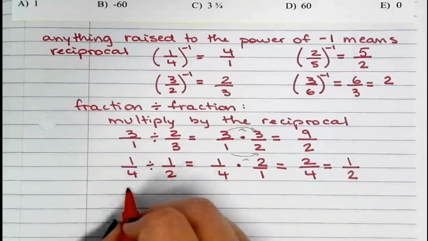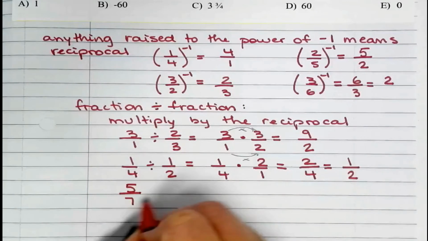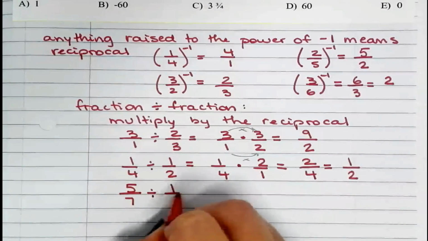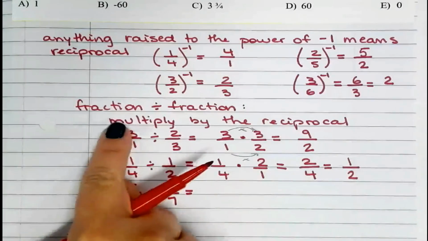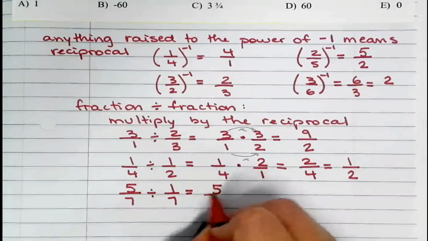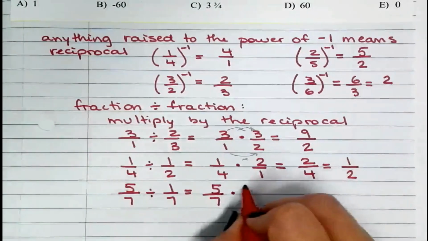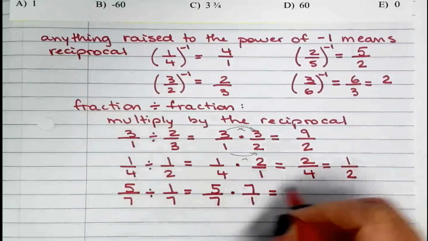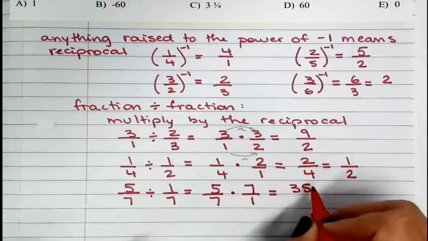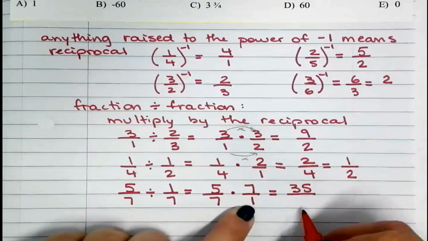One more, just because. How about 2 more? 5/7 divided by 1/7. Again, we're going to multiply by the reciprocal. We have 5/7 multiplied by the reciprocal of 1/7, which is 7/1. Now you multiply across. You get 5 times 7 is 35, and 7 times 1 is 7.